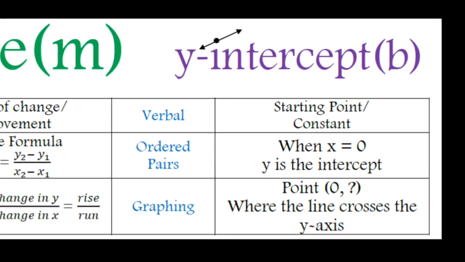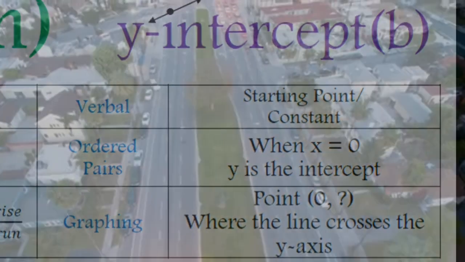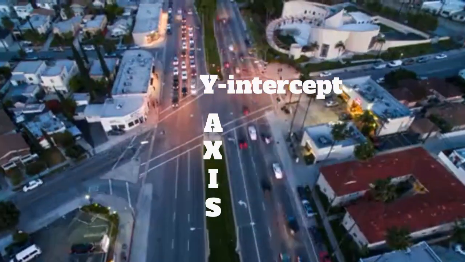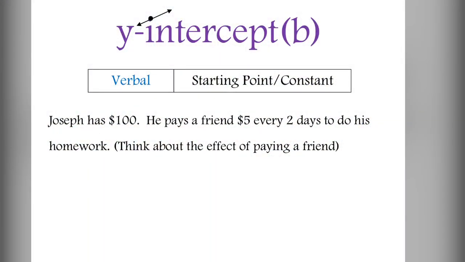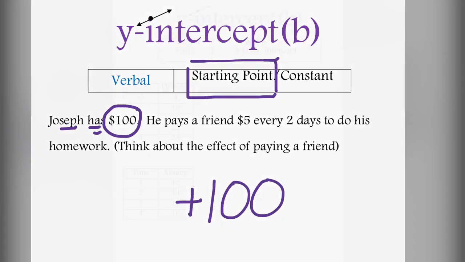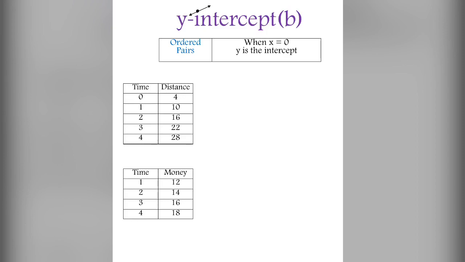Now let's take a closer look at the y-intercept. Remember, your y-axis runs vertically and your intercept crosses it. So Joseph has $100, again, same problem, but we're looking now for that starting point. The starting point is he has the $100, positive $100. There's our y-intercept, pretty easy. Now, if you have ordered pairs, we need to know when x is 0 that y is the intercept. For this problem, it's very simple: (0, 4). So the y-intercept is just +4.